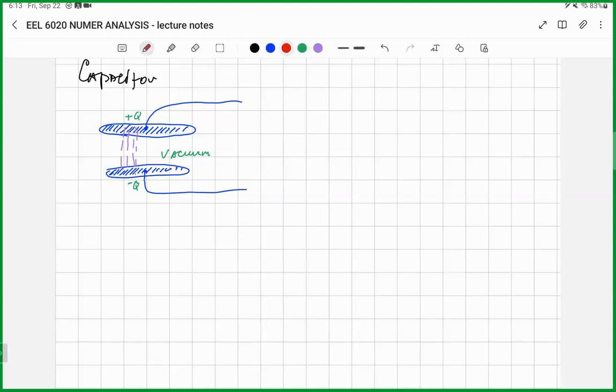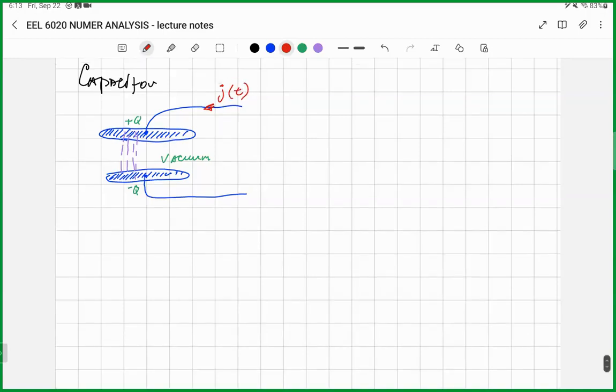But what if I connect this capacitor to the AC power supply, which generates the current that changes in time? Okay, so I can connect and consider what's gonna happen in this case. So in this case, of course, this plus charge and minus charge will change in time.